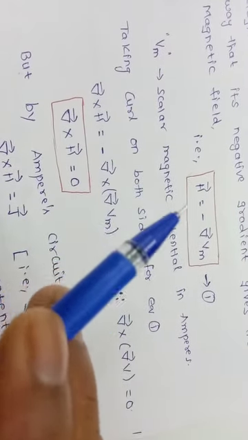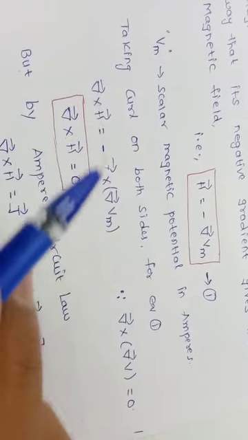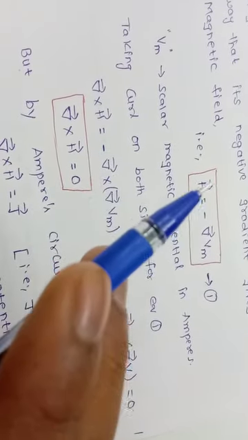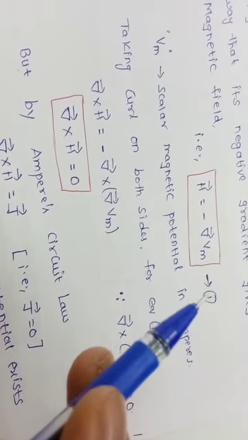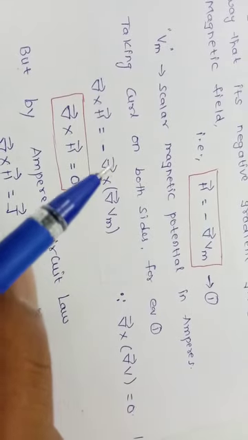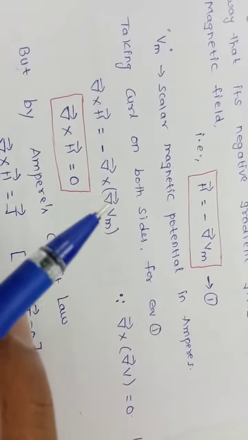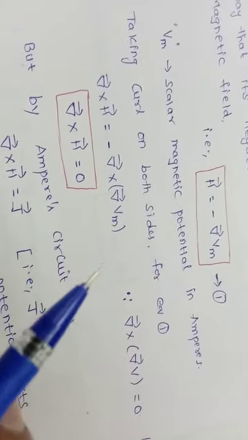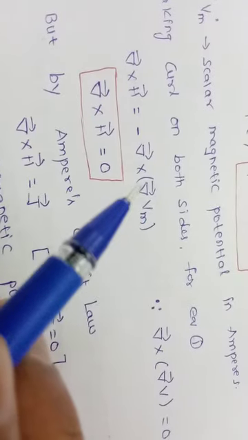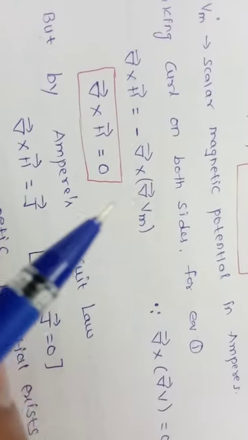Taking curl on both sides of equation 1, curl of H bar is equal to minus del bar cross del bar V m. Is it clear, all of you? But from the vector identity we have just seen, it should be equal to 0. It should be equal to 0. Is it clear? This should be equal to 0.